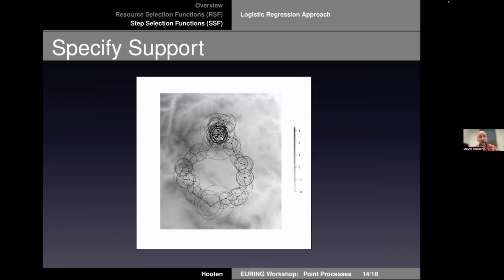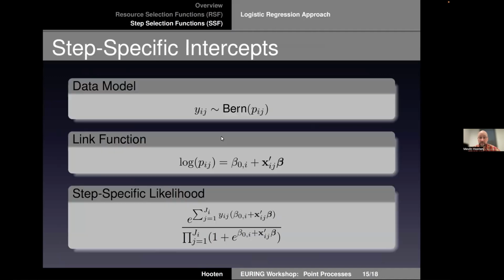And so the way the model is set up that you'll use to approximate the point process distribution is as a logistic regression, but with step-specific intercepts. So let me show you what I mean by that. So Yij would be for step i, j would be, if j is a 1, it would be my actual observed telemetry position. That would be a 1. All the other Yijs for all the other js would be zeros.